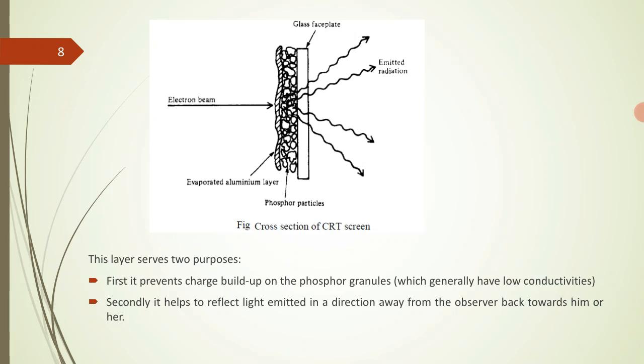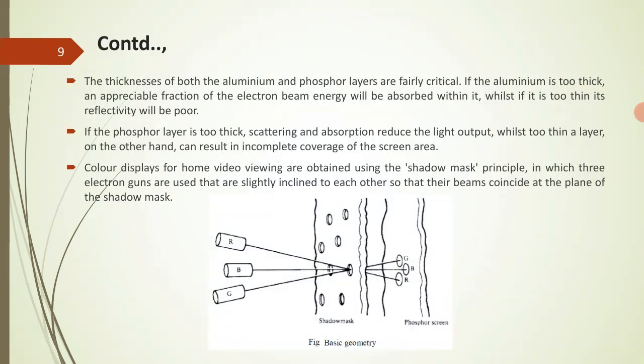So here it serves two purposes. One is that it prevents a charge build-up on the phosphor particles, and second, it reflects the light which is emitted in different directions, away from the observer, and sends it back towards the observer. So this is the working principle of cathodoluminescence. Here it shows the thickness of the aluminum and the phosphor layers, the basic geometry of those layers.